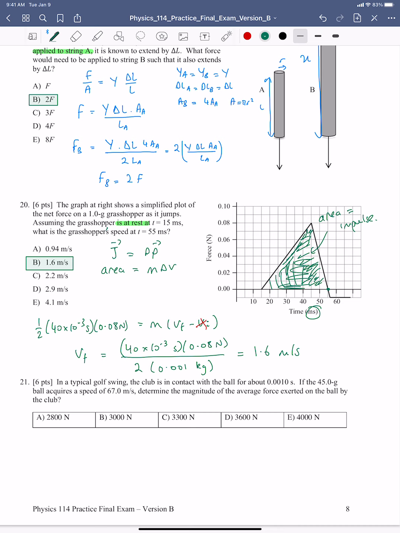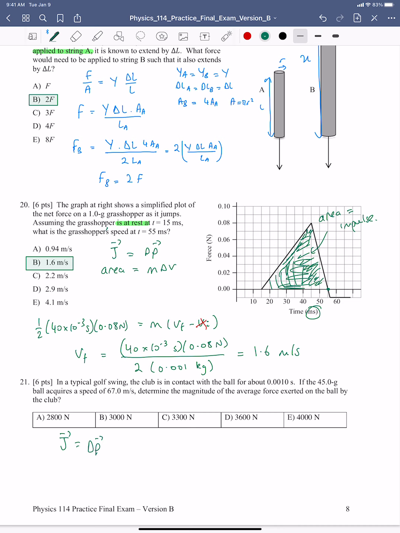In a typical golf swing, looking at 21, the club is in contact with the ball for about 0.0010 seconds. If the 45-gram ball acquires a speed of 67.0 meters per second, determine the magnitude of the average force exerted on the ball by the club. So this is an impulse momentum question.